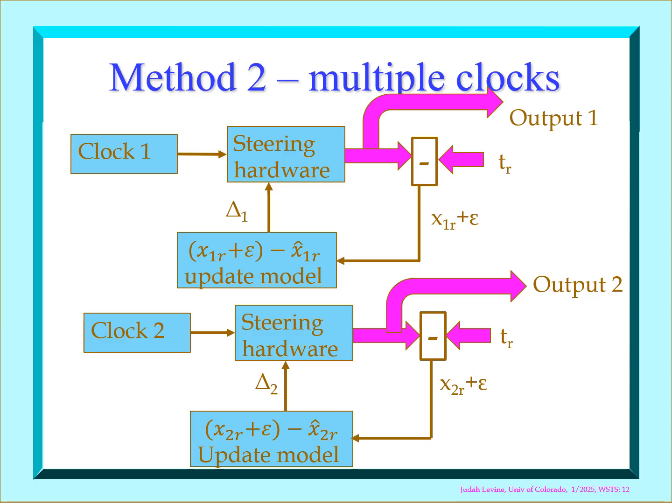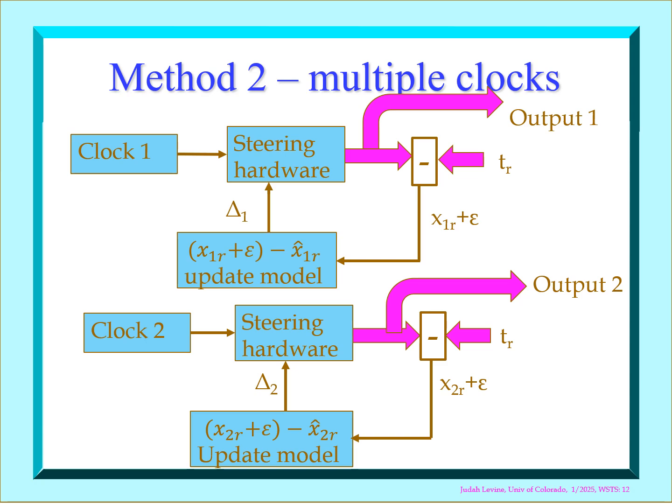Okay, so let's fix the problem by having two clocks. And I show you the picture here. The clocks are the same. Each one of them has a measurement with respect to the remote reference. In each case, I take the difference between the measurement x1r or x2r, and of course the measurement noise. I compare it against the model that I developed for that clock. I take the difference between what I measured and what I expected, and I use that to steer the steering hardware. So it's the same as the previous method, except here I have two devices.